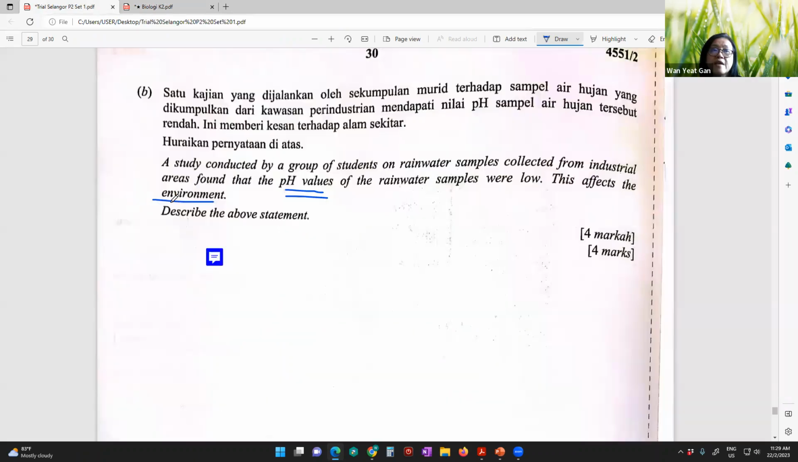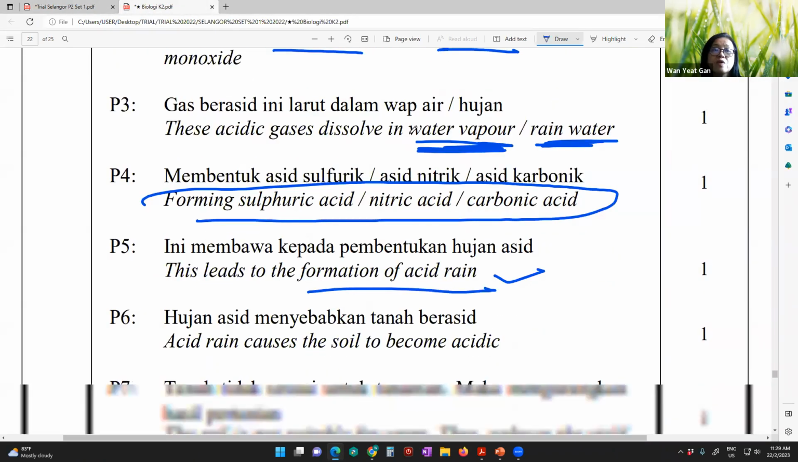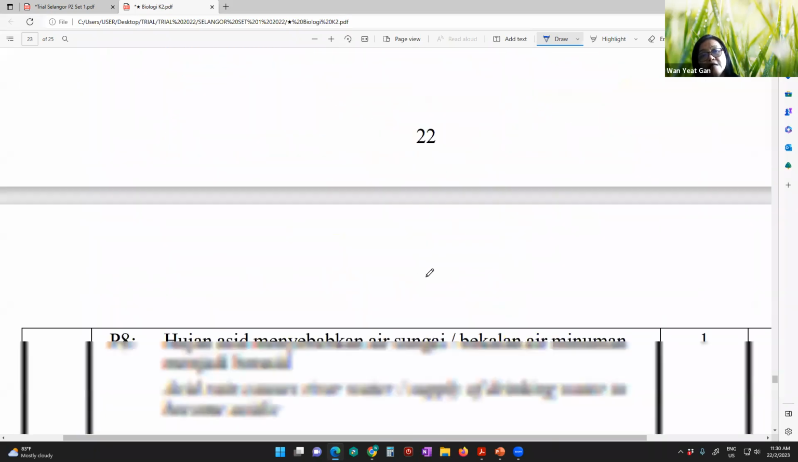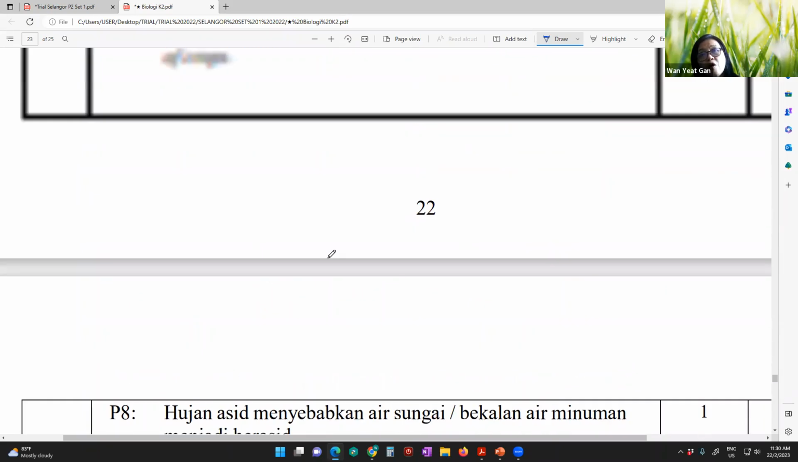It says that it affects the environment. So we're going to see how the acid rain, the low pH, affects the plants and the environment. Acid rain causes the soil to become very acidic, and when it is acidic, it's no longer fertile for the plant. So the soil becomes not suitable for crops, and this reduces the yield of the crop. So that is the effect of acid rain on plants.